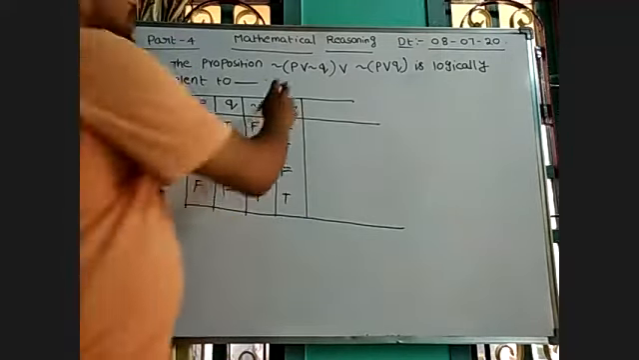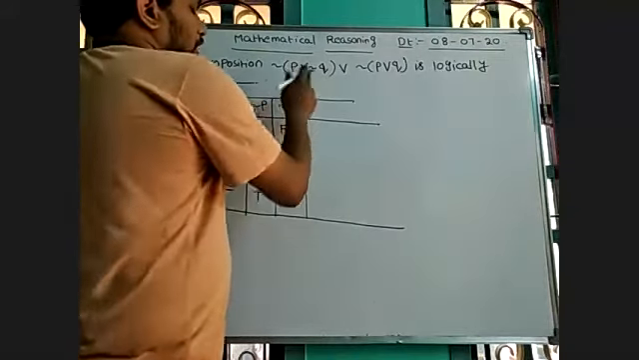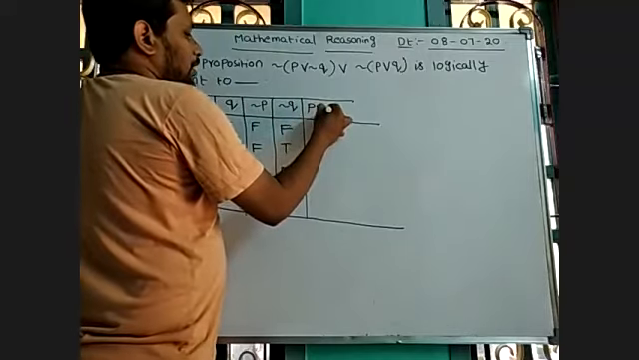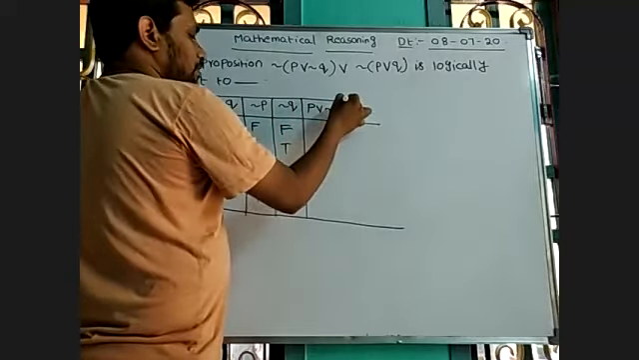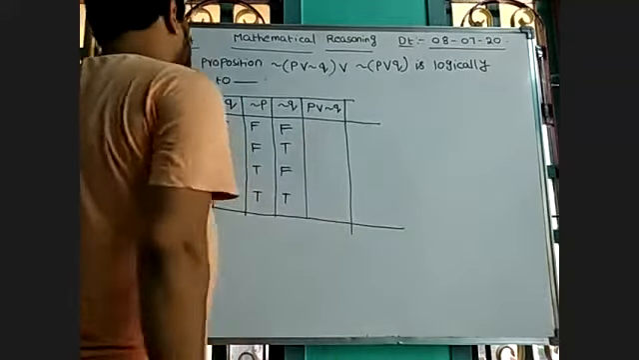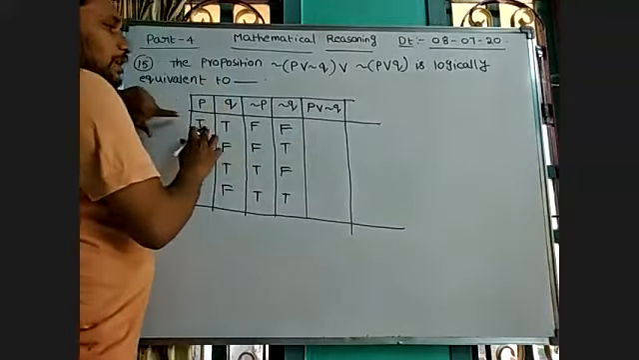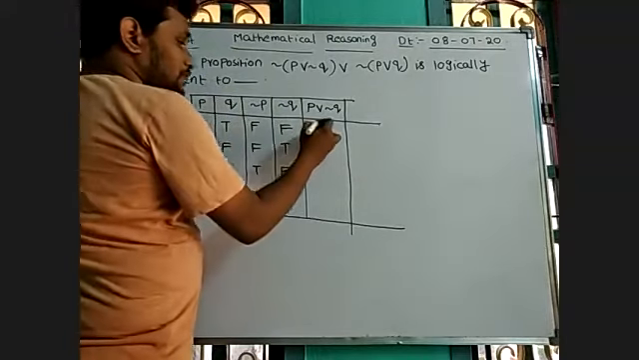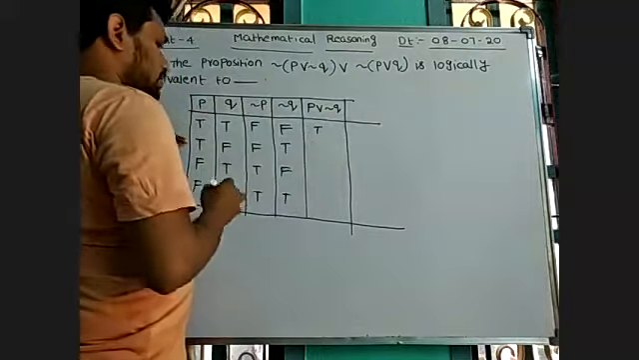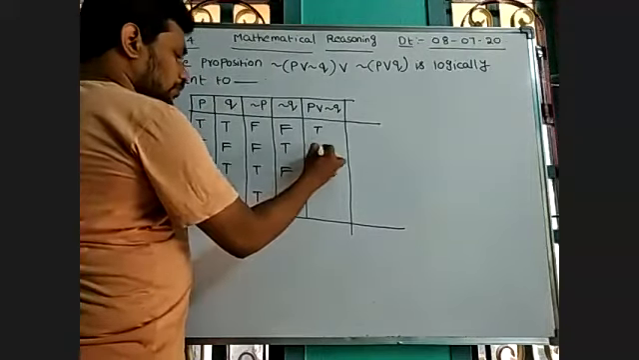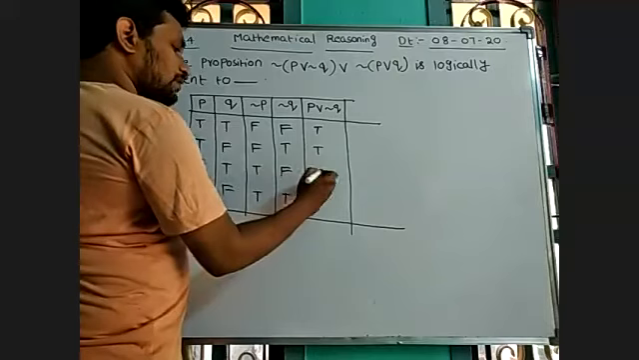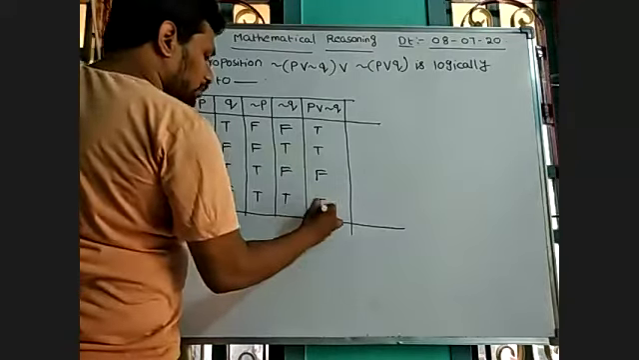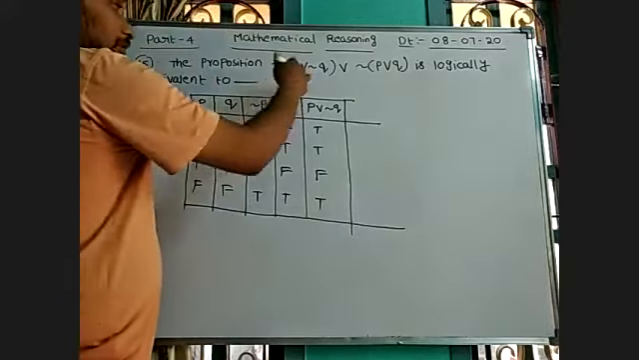Next, in this, first you solve P or negation of Q. P means T, negation of Q: true, false, so with OR we get true. Next, true, true, we get true. Next, false, false, we get false. False, true, we get true. Next, what is the negation of P or Q?